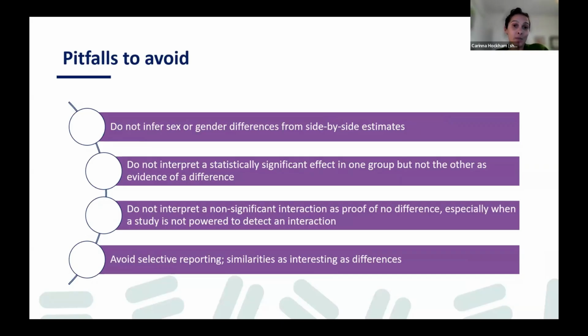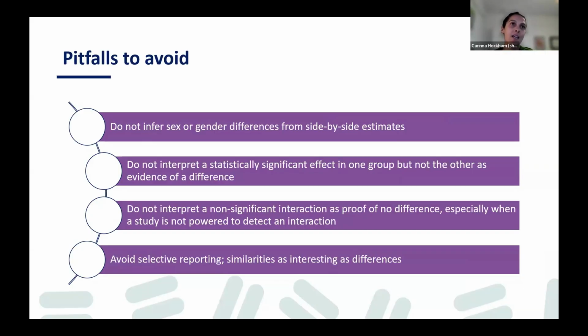Some common mistakes to avoid are: don't infer sex or gender differences simply by comparing estimates side by side. Numerical differences alone don't account for sampling variability, and it should not be done. Second, don't interpret a statistically significant effect in one group and not in another as evidence of a true difference. The only way that you can make that assessment is through a formal interaction test.